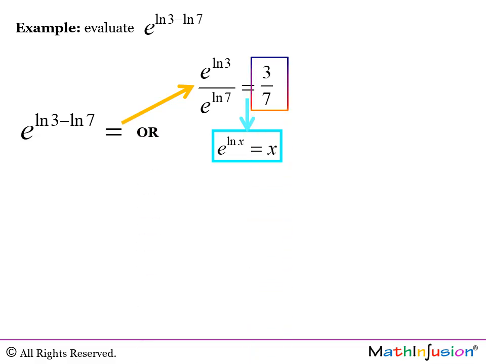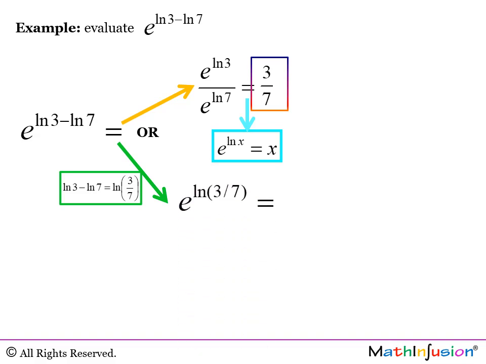Now I'm going to do it in a different way. First, I'm going to apply the rule of logarithm. Ln of 3 minus ln of 7 is ln of 3 over 7. And e to the ln of 3 over 7, applying this property again, I get 3 over 7.